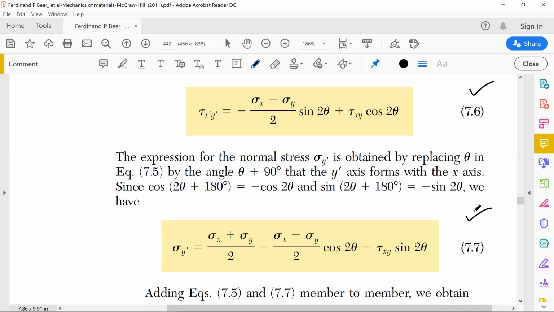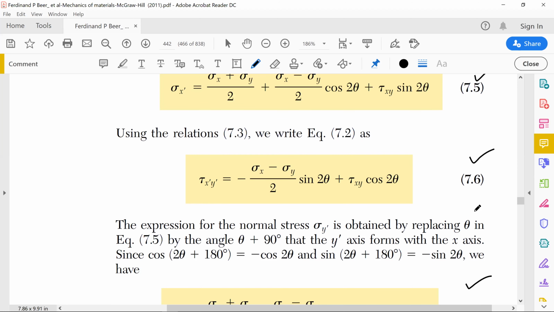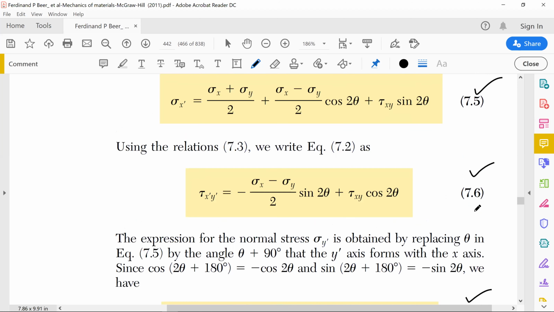These are the three values which can be used for the 2D state of stress or plane stress to calculate sigmas as well as taus at any particular angle. You put the value of theta over there, whatever that is, and then you can calculate what the sigma as well as tau will be at that particular angle. So this is how we can calculate it.